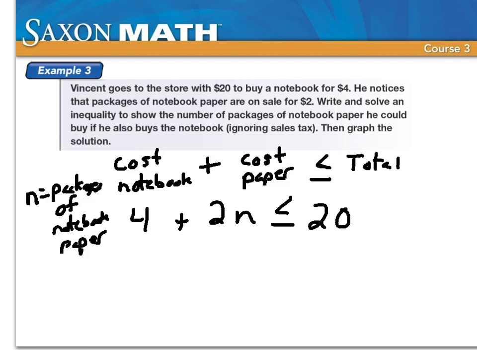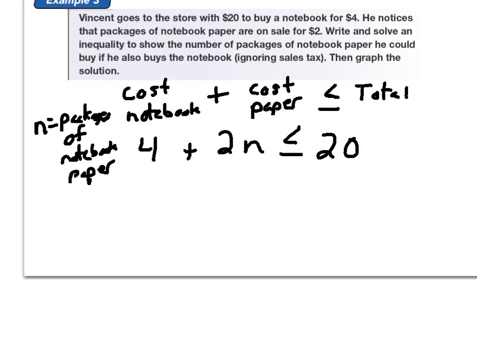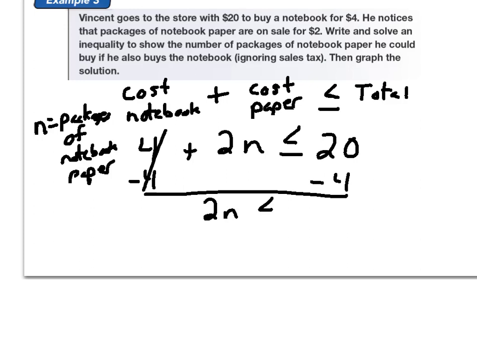Okay, so now we need to solve this inequality. Then after that we're going to graph the solution. So I'm going to solve this inequality again. I want to get the x term, or my variable term, all by itself. So I need to get rid of this 4. And this is a positive 4, so I'm going to do minus 4 or a negative 4 on both sides. This 4 minus 4 cancels and leaves me with 2n. Keep my sign the same, and 20 minus 4 is 16.